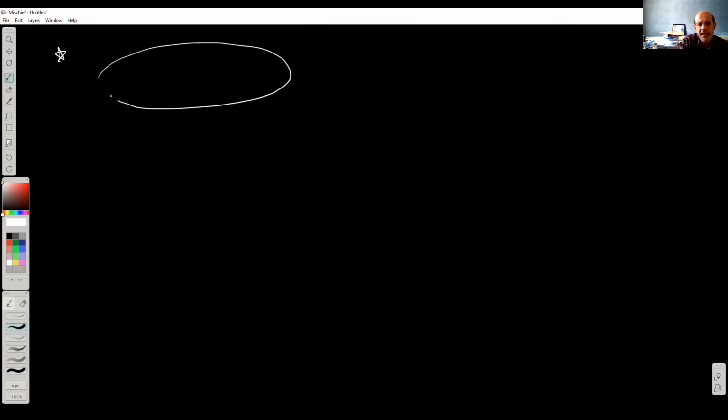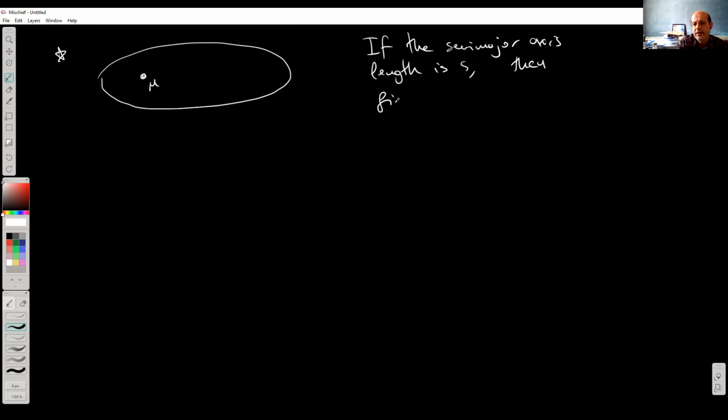Suppose that I have some kind of a satellite in here. If the semi-major axis length is S, then find the period T of the orbit. Right, let's just consider this as a problem. How do we solve this, right?